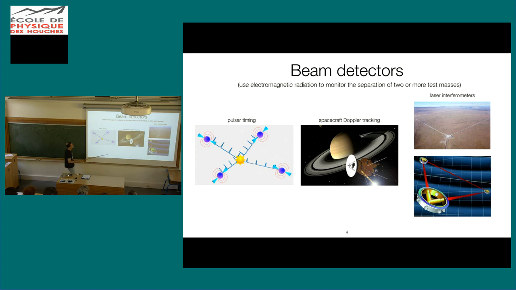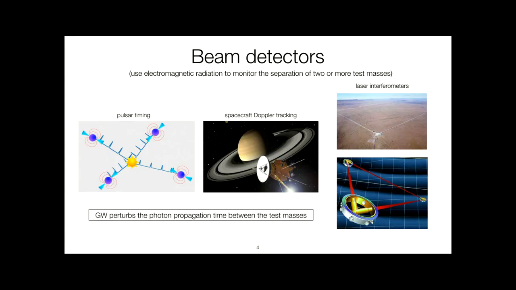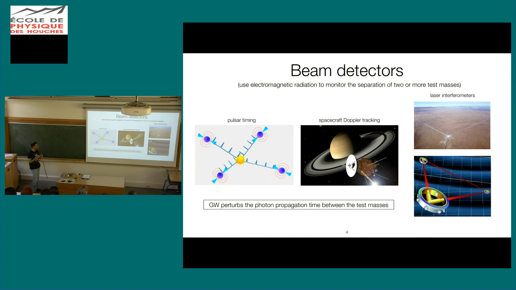For laser interferometers, the test masses are mirrors, and you've got laser light monitoring the separation of those. For LISA, you've got little test masses housed inside the spacecraft with, again, lasers monitoring the separation between those test masses. For spacecraft Doppler tracking, you've got one of the test masses being the spacecraft, say Cassini, and the other test mass being effectively the Earth. While for pulsar timing, here we've got a set of pulsars in the galaxy, and here we are in the vicinity of the Earth. The test masses for that case are the pulsar and the Earth itself. Now, the main idea here is that gravitational waves will perturb the propagation time of a photon between the masses, and we look for that perturbation as evidence of a gravitational wave.